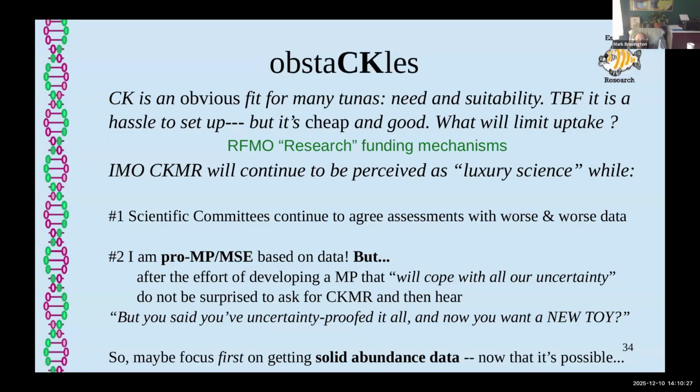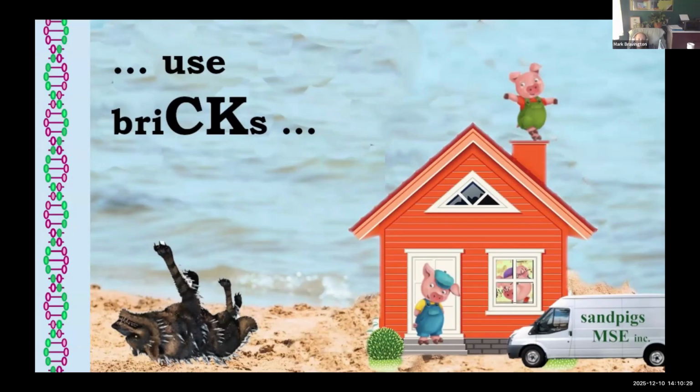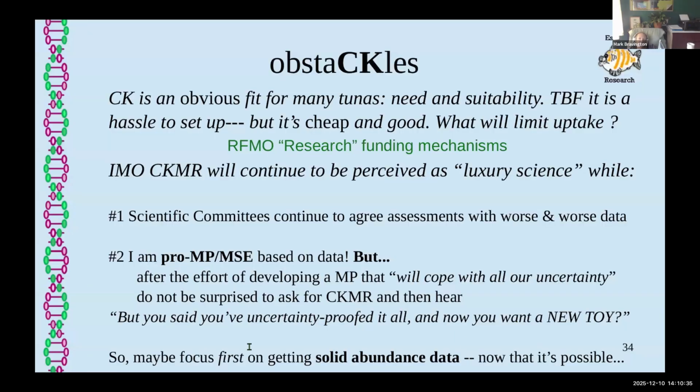There's a lot of political capital invested in developing management procedures and getting them on side. It takes about the same time as a close kin project. And I do find myself thinking that it kind of makes it difficult to get close kin and things onto the table. So, you know, maybe focus first on getting some solid abundance data now that there's a tool that can do it.